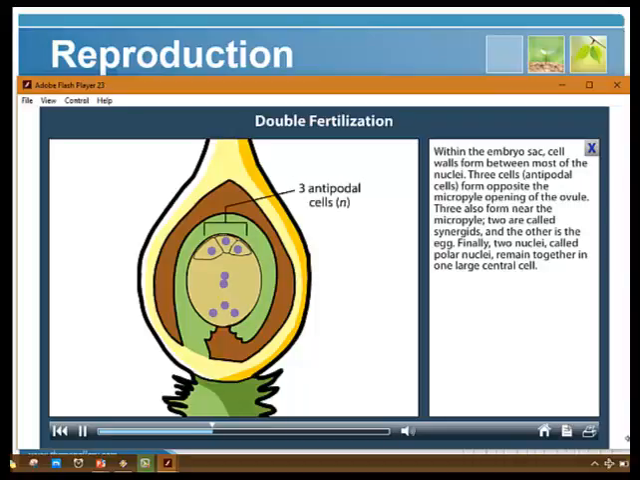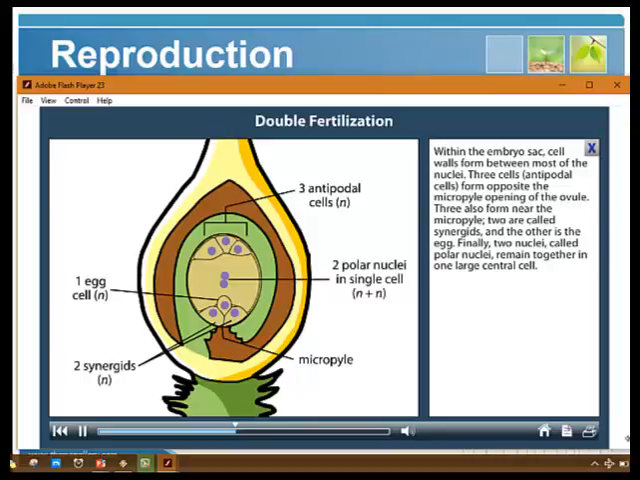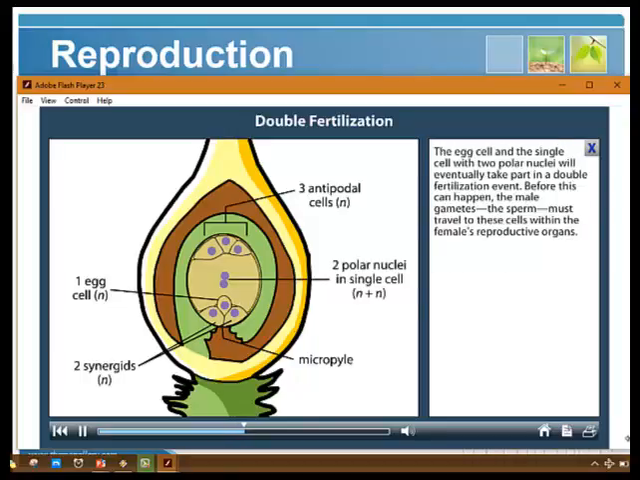3 cells called antipodal cells form opposite the micropyle opening of the ovule. 3 also form near the micropyle. 2 are called synergids, and the other is the egg. Finally, 2 nuclei called polar nuclei remain together in one large central cell. The egg cell and the single cell with 2 polar nuclei will eventually take part in a double fertilization event.